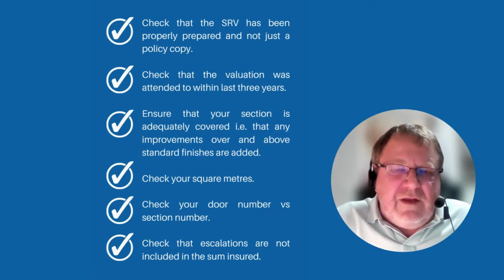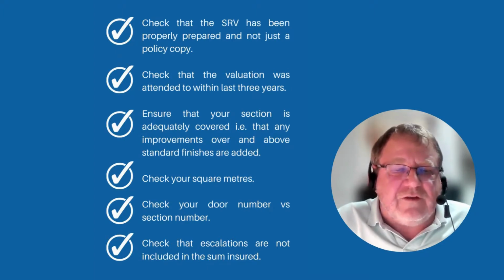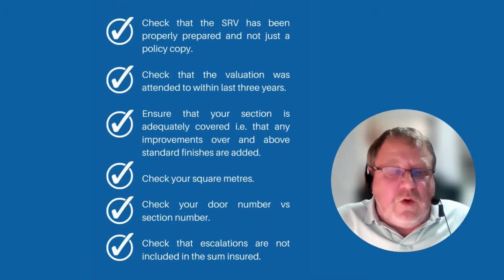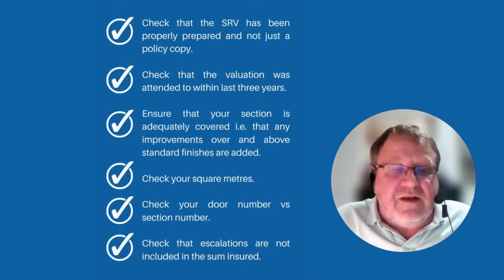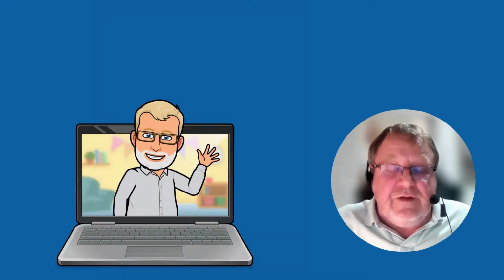Okay, check your square meters. That's something, as I said, if you're a new owner particularly, just check more or less that the figures are correct. Check your door number versus section number, as I've said, and then also make sure that the escalations are not included in the sum insured, but in fact are shown separately like we have on the schedule. Okay, so that about wraps it.